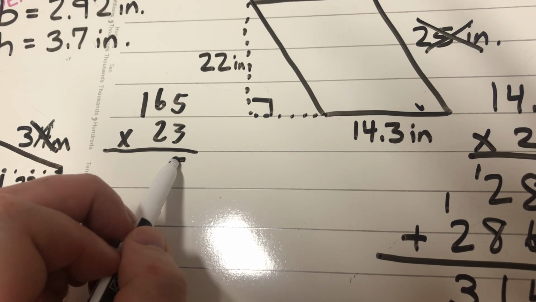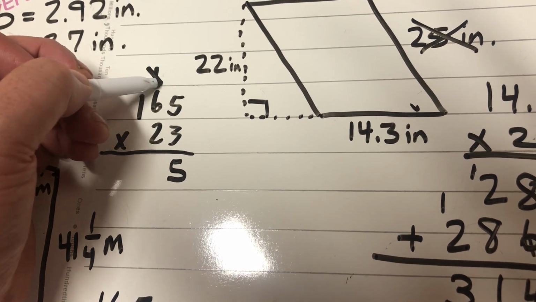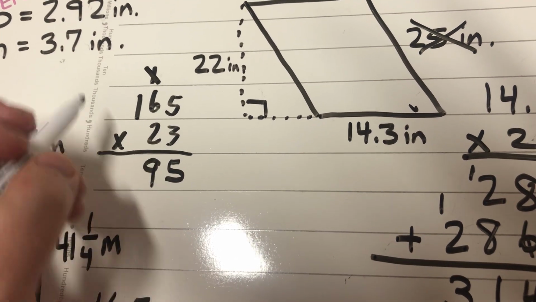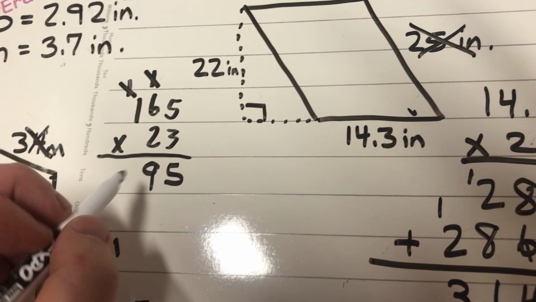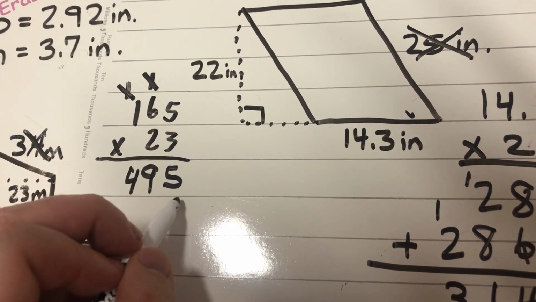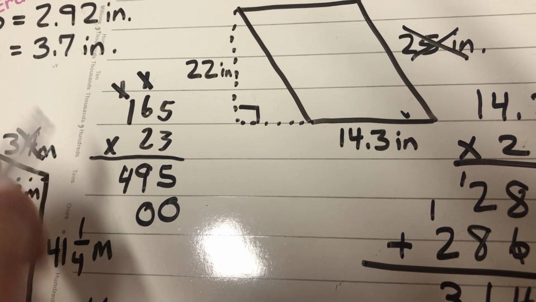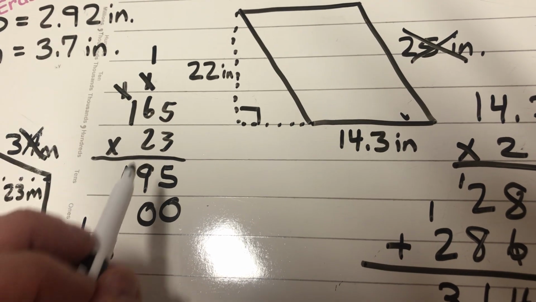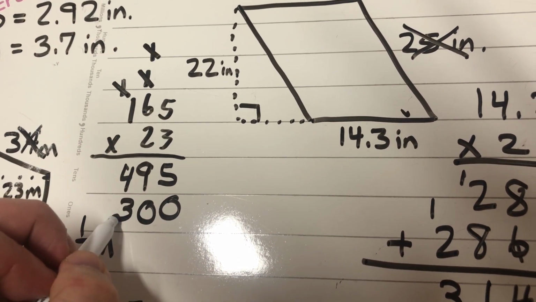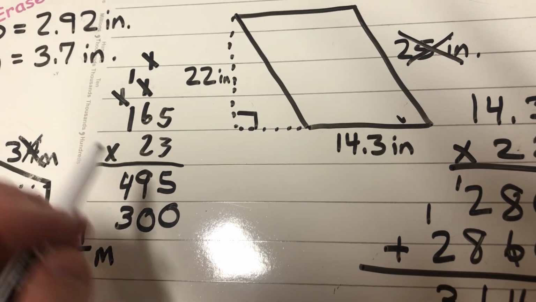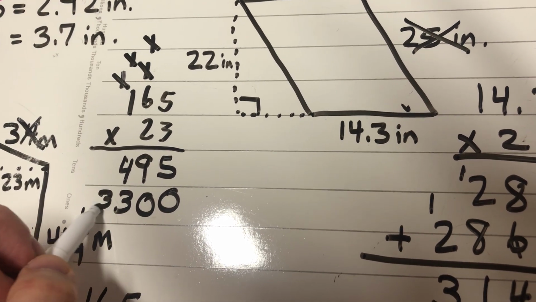3 times 5 is 15. Put the 5 down, carry the 1. 3 times 6 is 18, plus 1 is 19. Put the 9 down, carry the 1. 3 times 1 is 3, plus 1 is 4. Put a 0 down so it all lines up with my 2. 2 times 5 is 10. Put the 0 down, carry the 1. 2 times 6 is 12, plus the 1 is 13. Put the 3 down, carry the 1. 2 times 1 is 2, plus the 1 is 3.